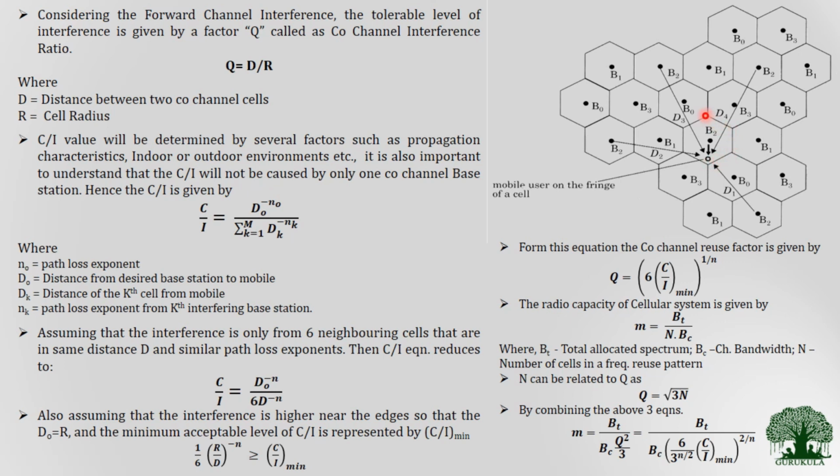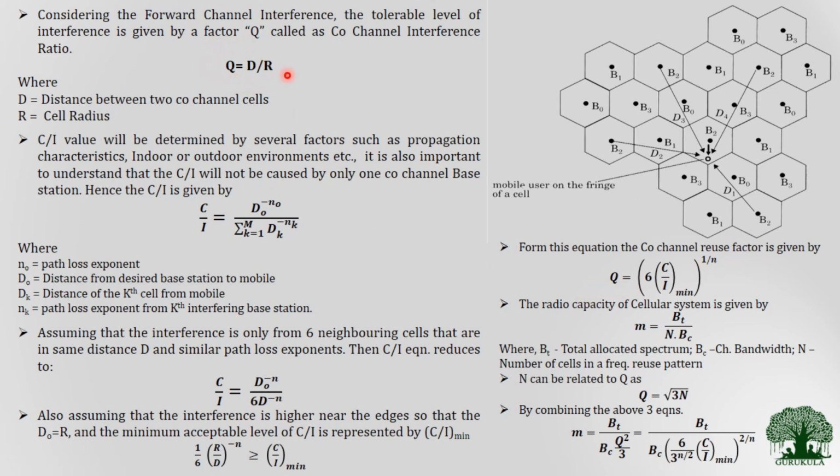So the probability of interference will be very much higher when the user is at the radius or the edges of the cell. If you assume that the user is at the edges of the cell, then the distance is equal to R, where R is nothing but the radius of the cell. So by replacing d0 with R, the equation will take the form 1 over 6 times (R/d)^(-n) should be greater than or equal to (C/I) minimum. So this will be the minimum acceptable level of C/I, represented as C over I minimum.